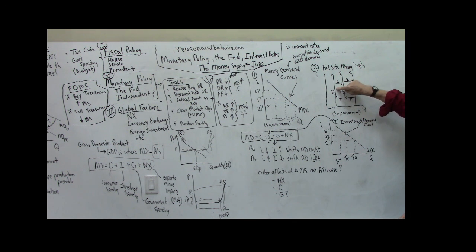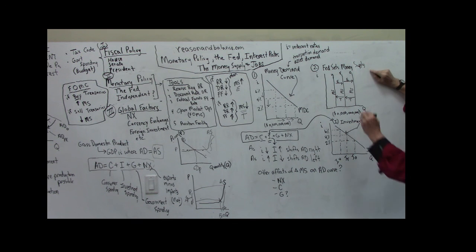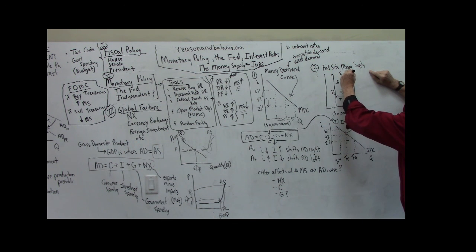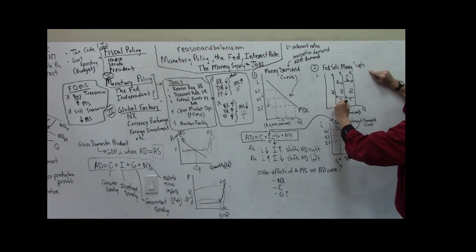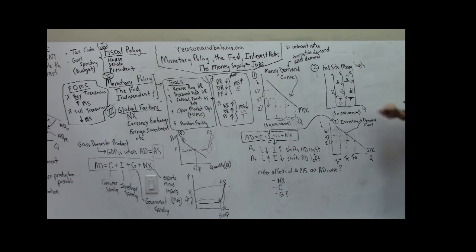You don't want to go to underemployment, so they would probably stop. So they would only do, if they did this, it would be a mistake right here, okay? This would be a mistake, and this would be a mistake, all right?